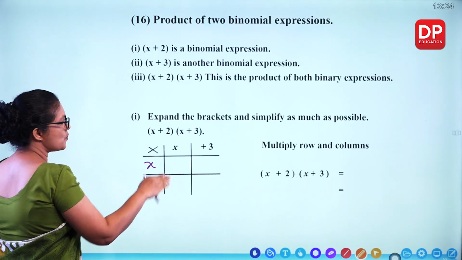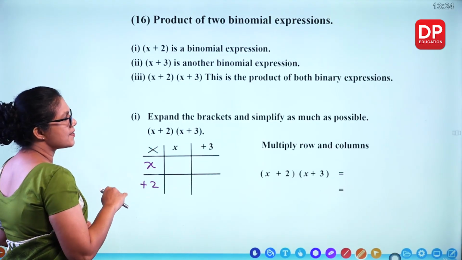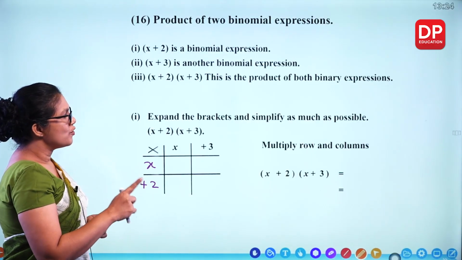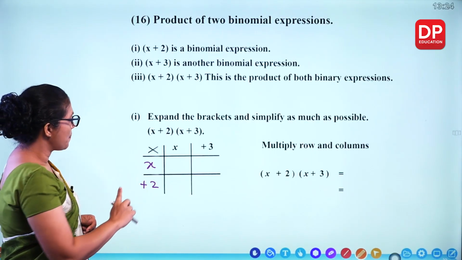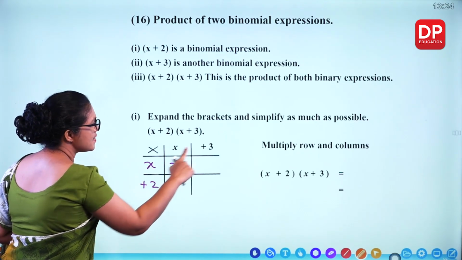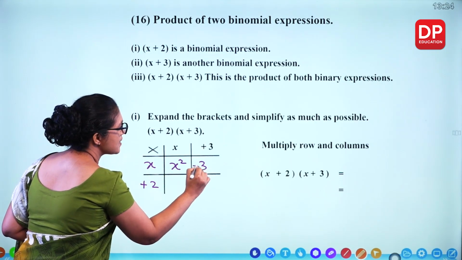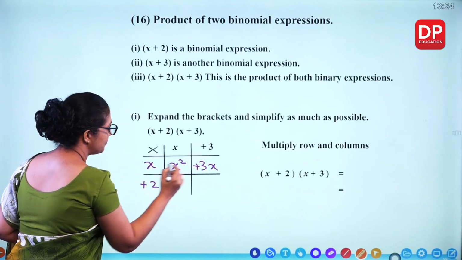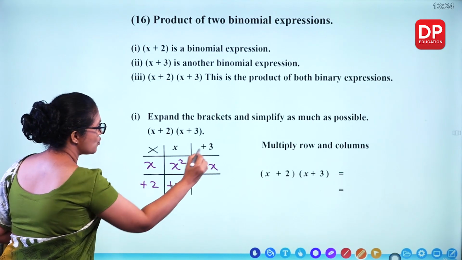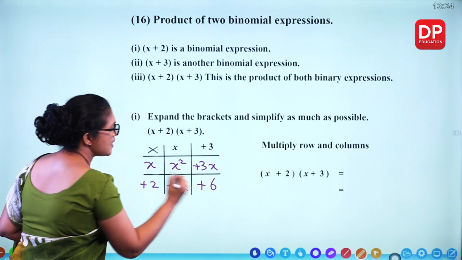x plus 2 this way, row wise x plus 3, column wise x plus 2. So we can multiply rows and columns. x into x, we know this is x squared. x into 3 is 3x. 2 into x is 2x, 2 into 3 is 6.